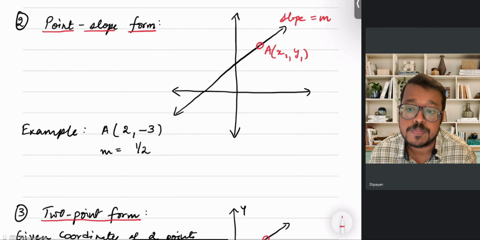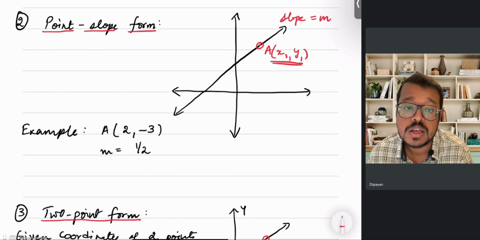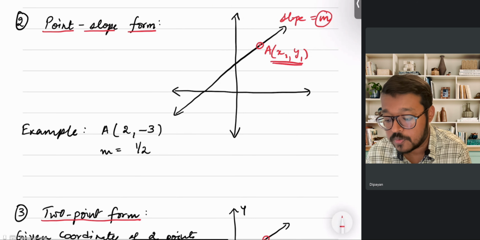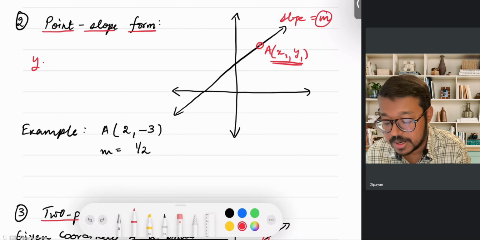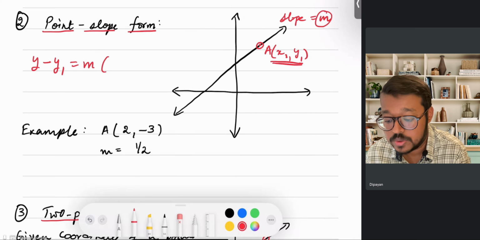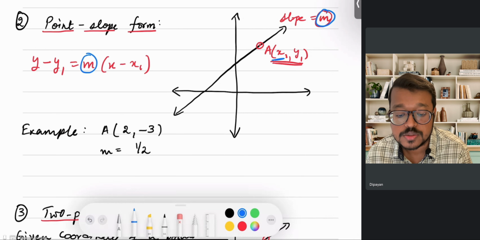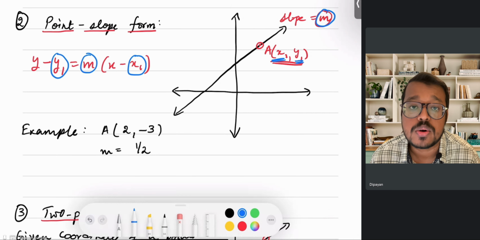Then we have the point slope form. The point slope form tells us that if I know the coordinates of one point which is lying on the line, let's say that is point A with coordinates x1 comma y1, and we also know the slope of the line which is equal to m, then we will have y minus y1 equals m into x minus x1, where m is the slope of the line and x1 and y1 are the x and y coordinates of the point which is on the line.